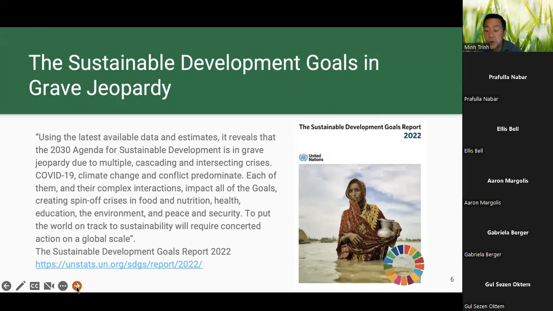So there's a report that is published every year. This one was published, I think, on July 7th, very recently, and the outlook is not great. Of course, because of the COVID pandemic, some of these goals have been put aside.